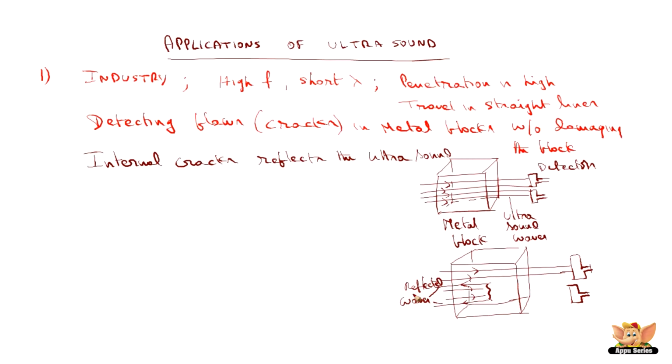If we use ordinary sound waves, they also reflect. Then why do we use only ultrasound, not ordinary sound? Because ordinary sound waves have a property to bend around the corners. So an ordinary sound wave will bend around the corners and somehow reach the detector, and then we will not have a clear understanding of the crack. That is the reason why we use ultrasound waves for detecting flaws.